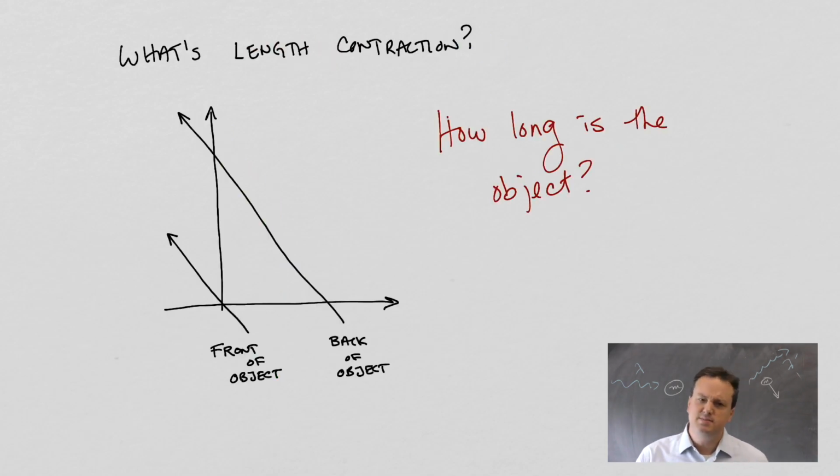Okay, so that's time dilation, but what about length contraction? These things always seem to come together. Well, length contraction, rather than talking about how long did something take, sought to answer the question about how long is something physically? What size is something if it's moving past you at a relativistic speed?